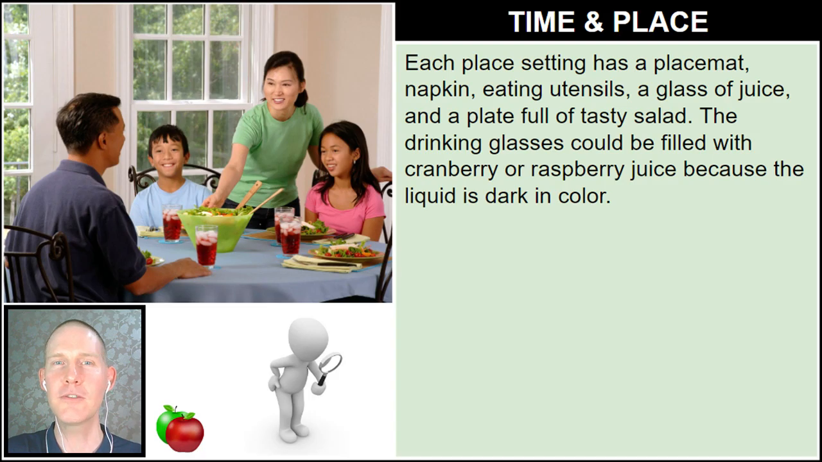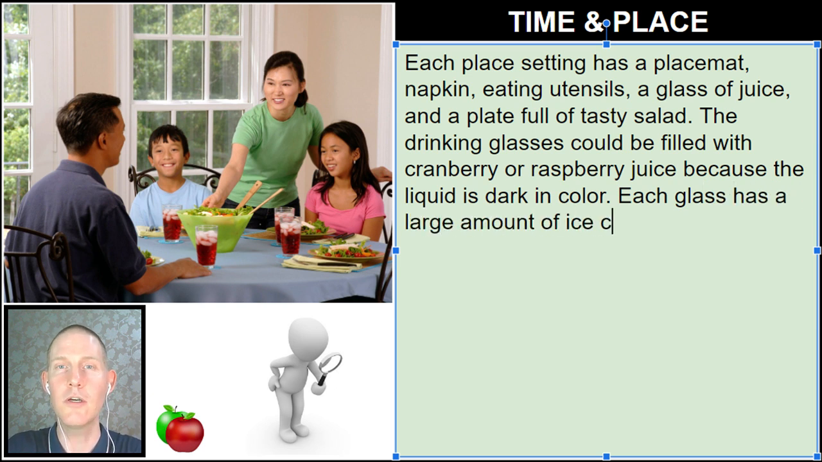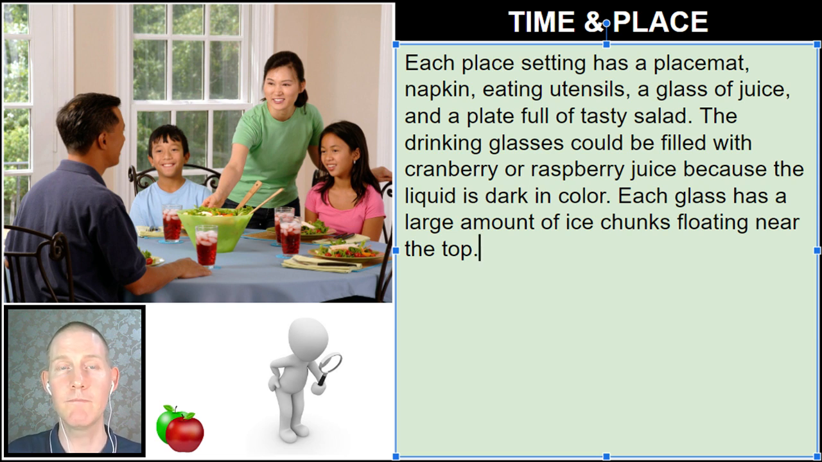Okay. All right, let's go back. So the juice is dark colored. I'm just going to guess it's raspberry or cranberry. Maybe even strawberry juice, it's possible. All right, let's take a look. Each glass has a large amount of ice chunks floating near the top. So they want to keep their juice cold, I guess, and they put a whole bunch of ice in there. I probably wouldn't put that much ice because the ice is going to melt and make the juice very watery, but it's their choice, it's their house.